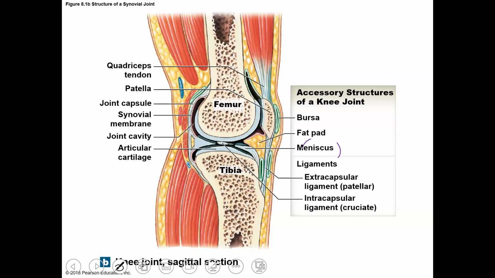Think of it as similar to the discs, intervertebral discs between your spine. Okay, so the meniscus is going to give the same function here, basically. And then we see our ligaments connecting bone to bone here. Okay, you can see the synovial membrane here, the joint cavity filled with synovial fluid, and what we call the joint capsule itself. Okay, and the articular cartilage here. And good.